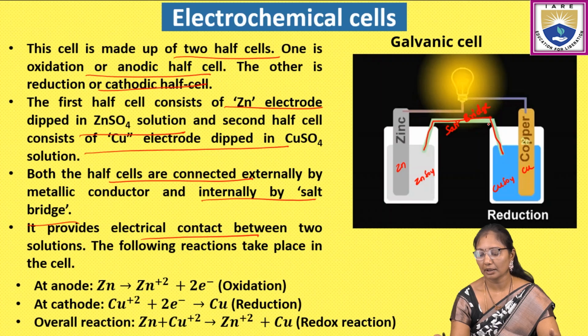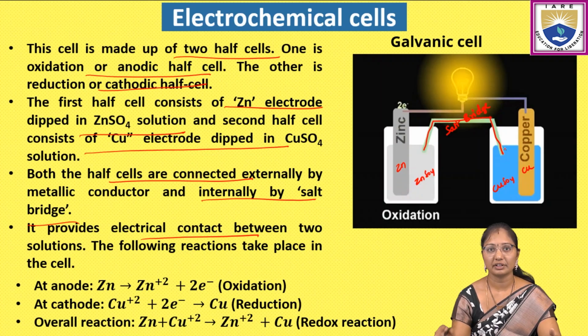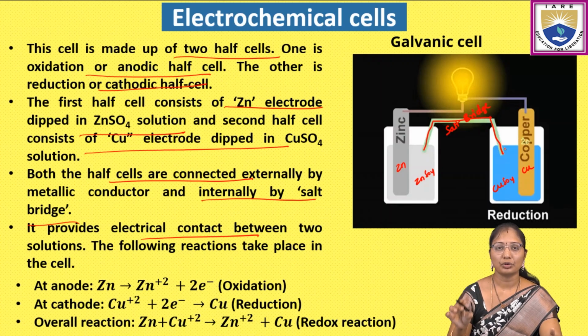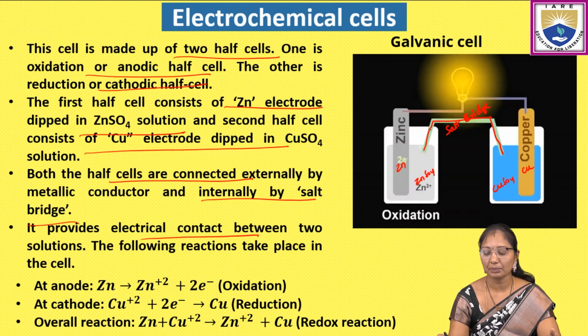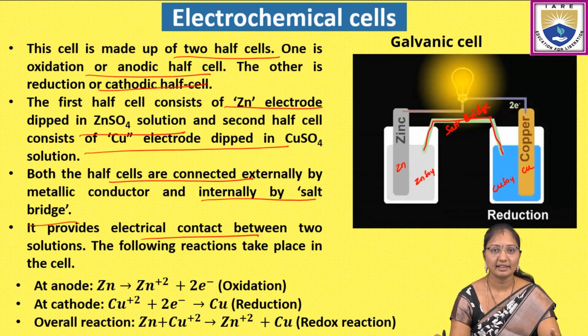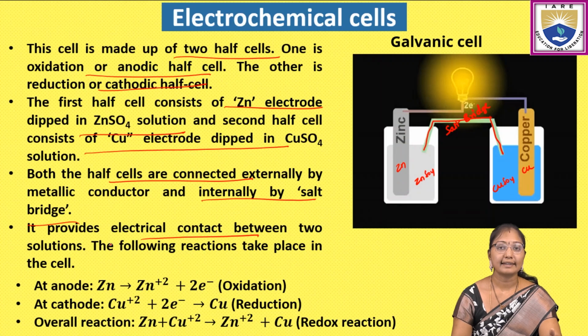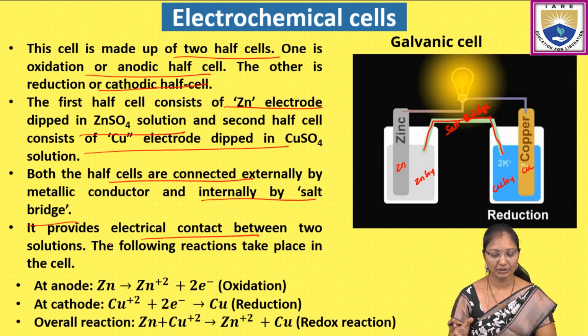There is a contact between the two solutions, zinc sulfate and copper sulfate solution. It acts as a bridge. Mostly this salt bridge will be molten NaCl. That's why we are naming it a salt bridge, since NaCl means salt. It provides electrical contact between the two solutions, zinc sulfate and copper sulfate.